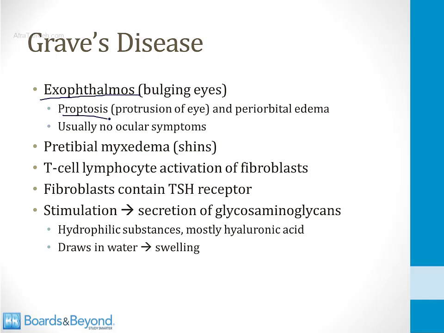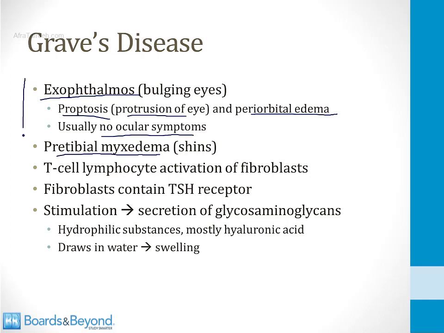There will be proptosis, which means protrusion of the eye, and also periorbital edema. Often there are no eye symptoms, but the patient notices the bulging of the eyes. In the shins, there will be pretibial myxedema, which we talked about before. This is non-pitting edema of the shins.